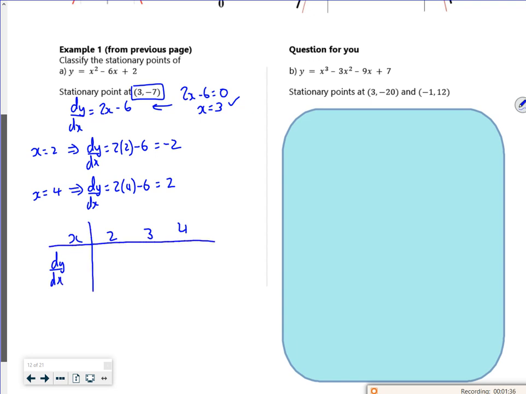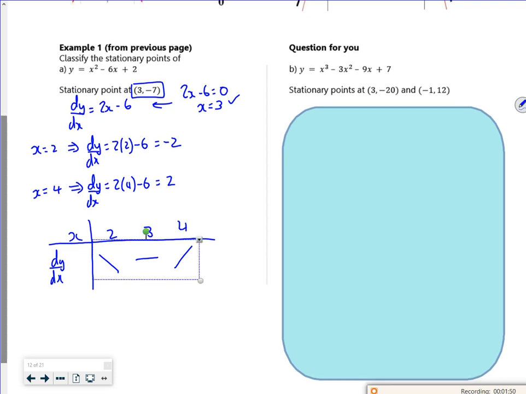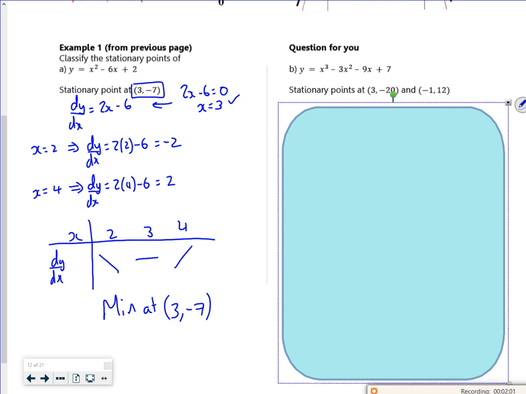At 2, it was negative. At 3, it was 0. At 4, it was positive. So that's telling us that that one there will be a minimum. I should have put my little minus a little bit lower there, shouldn't I? So that's telling us it will be a minimum, 3 comma minus 7.